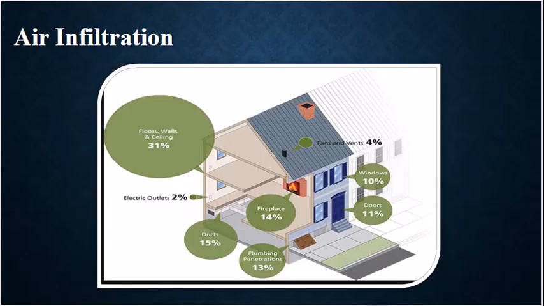Air infiltration. Air infiltration refers to the uncontrolled movement of outdoor air into a building. This occurs through leaks, cracks, and openings in the building envelope, leading to increased energy costs and reduced indoor comfort. Effective sealing measures, like weather stripping and caulking, are essential to minimize air infiltration, optimizing HVAC performance and enhancing energy efficiency.